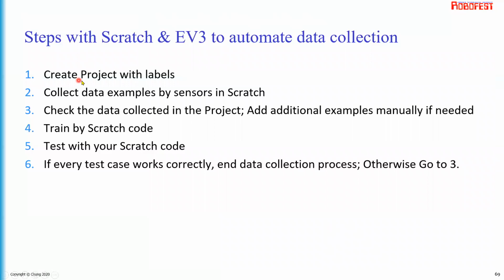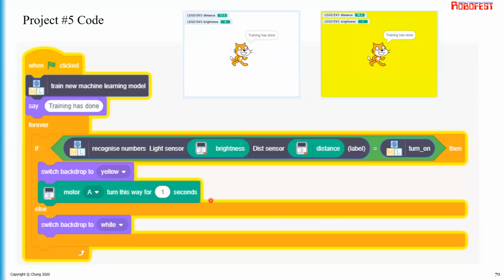First, create a project with labels, and collect data items by sensor in Scratch. You need to check the collected data. If you simply need additional samples, you can manually add, train, test. If the test case works perfectly, the data collection process is done. Otherwise, go there and add some manually, or if necessary, re-execute the automatic program. So after collecting data, this is the code.